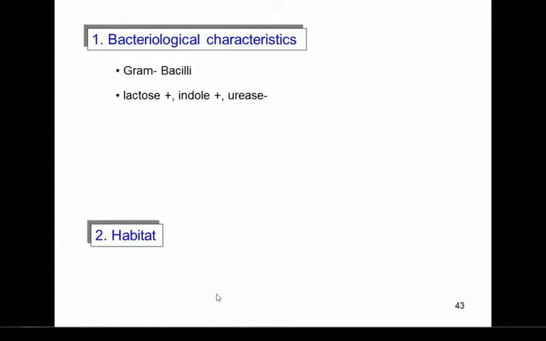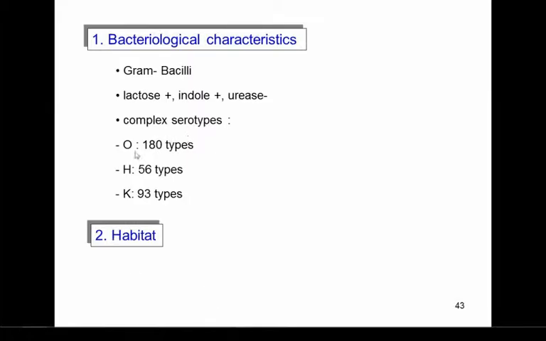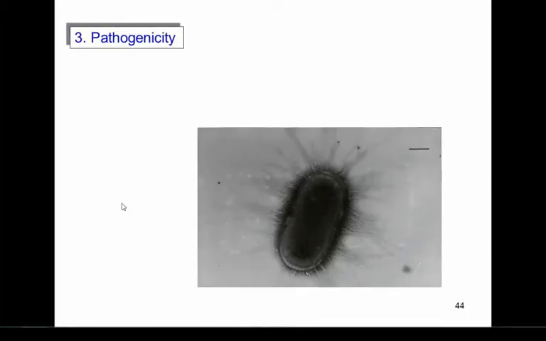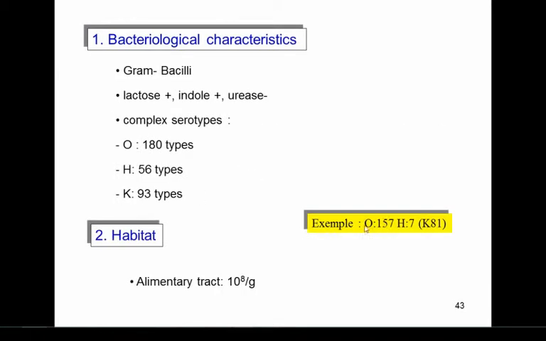Okay, basic characteristics of E. coli: gram-negative coccobacilli, lactose positive, indole positive, urease negative. And if you want to look below the species level, there are a whole bunch of serotypes based on, once again, O antigen, LPS, H antigen, flagellum, and the capsule antigen, K. So this kind of designation here identifies a particular serotype of E. coli.